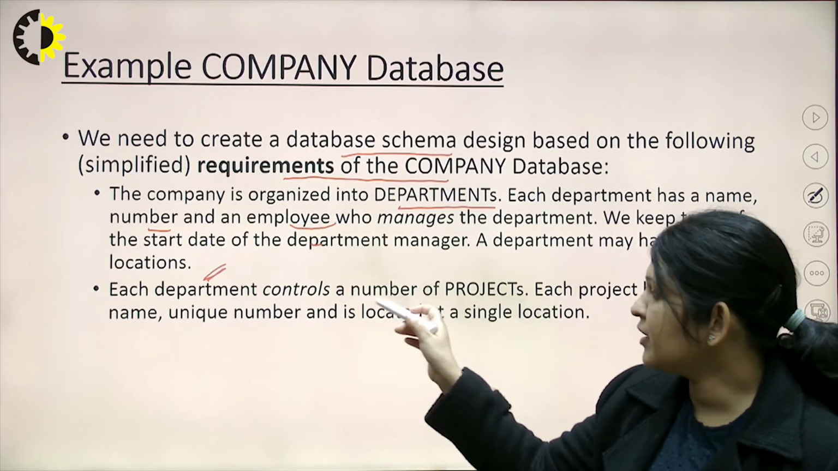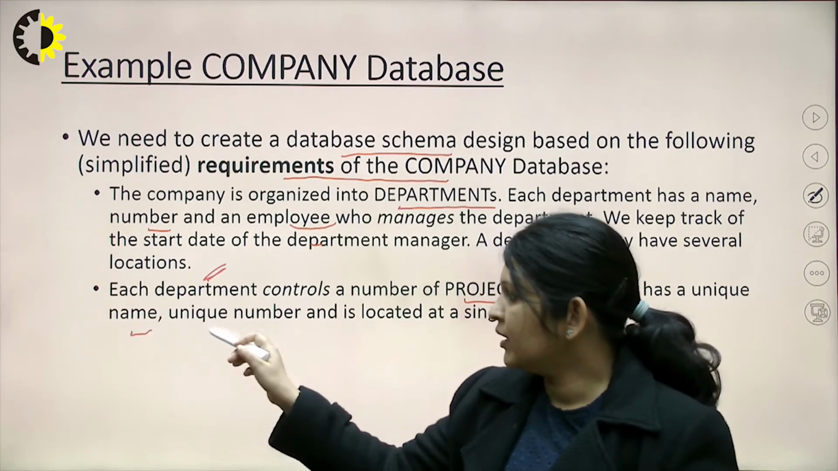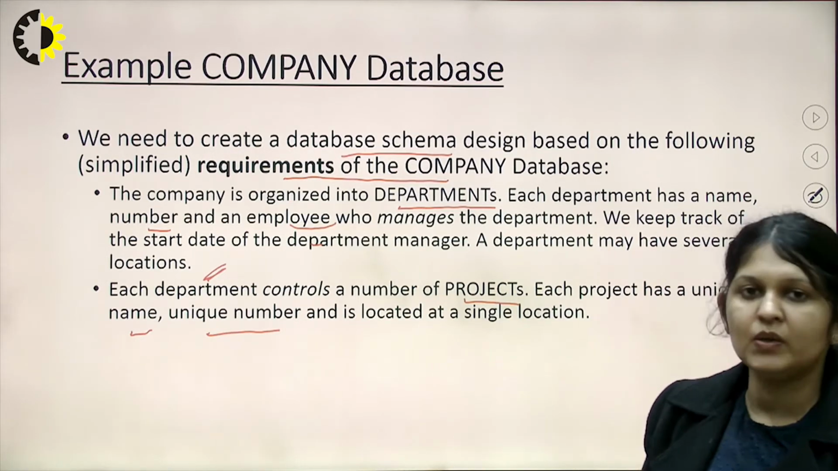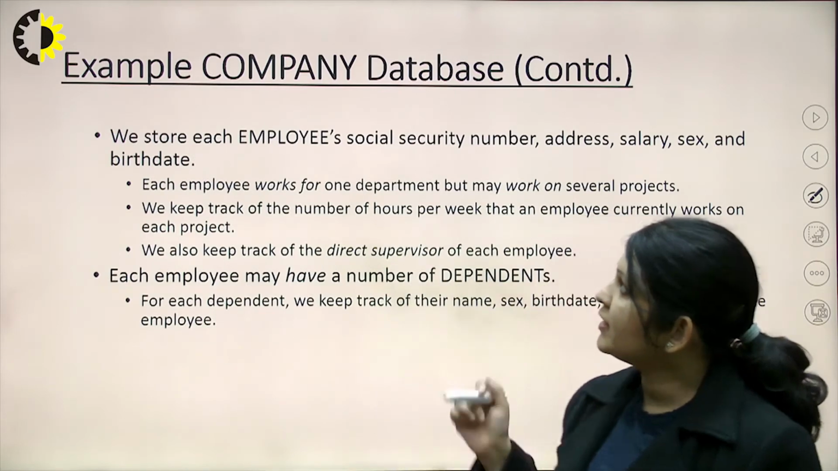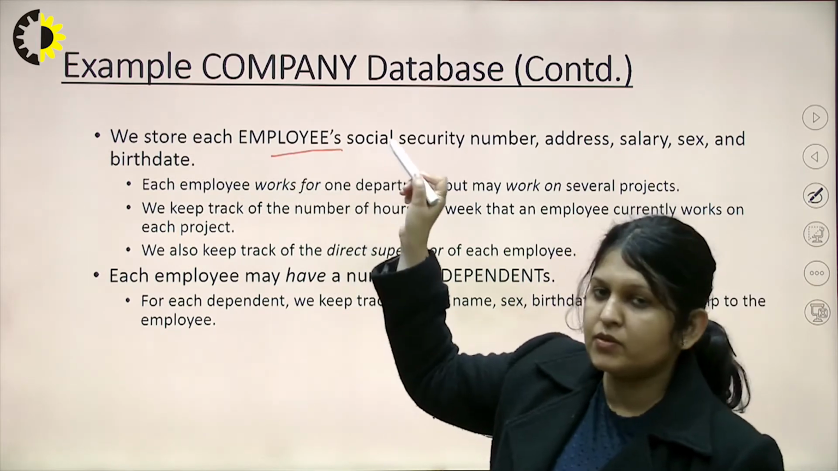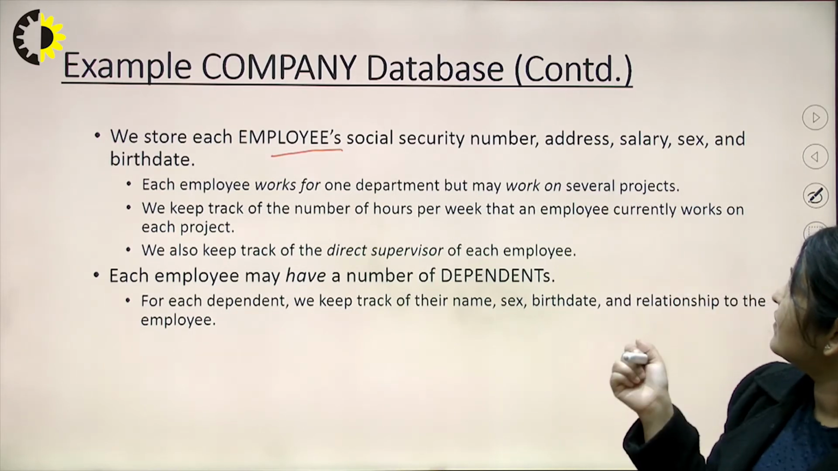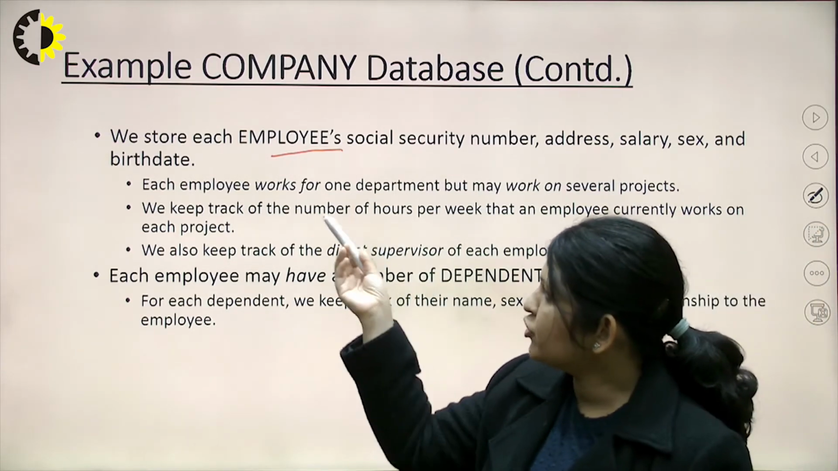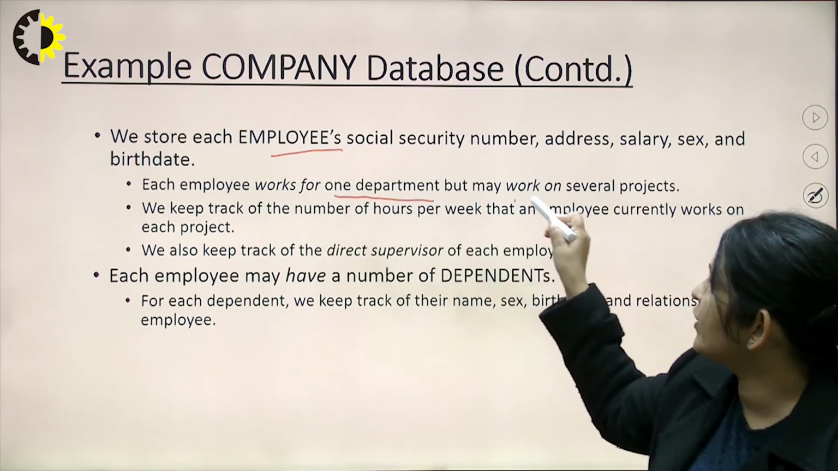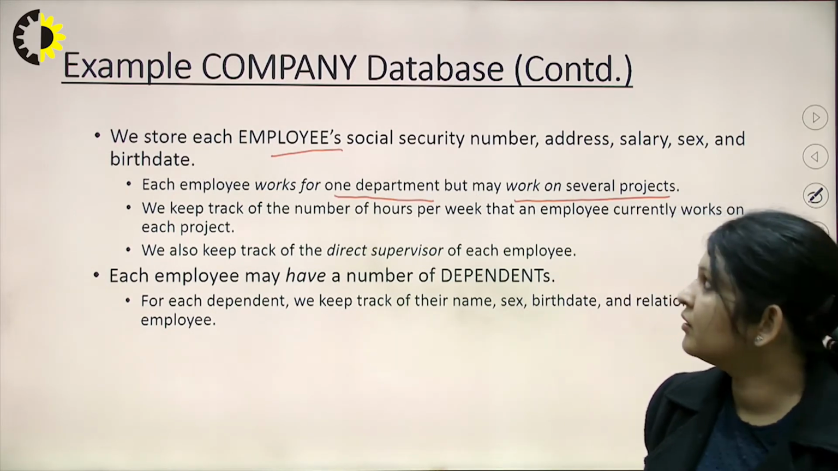Each department controls a number of projects, and each project has a unique name, a unique number and a single location where it is located. Further, we store the details regarding the employees also. That is, we store the social security number of the employees, their address, salary, sex and the birth date. Each employee works for one department and can work on several projects. These are the main highlight points which the database designer would take into consideration while designing the database.